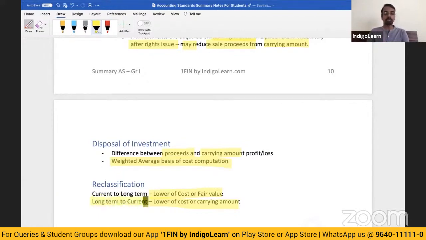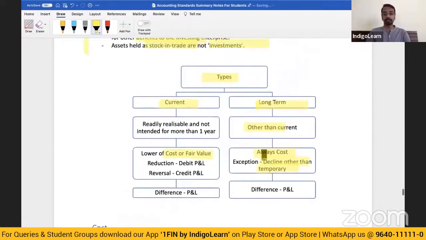Second, long term to current, lower of cost or carrying amount. So from long term to current, you will check what is the cost and what is the carrying amount. When you value long term assets, you will always value at cost, or else if there is a decline, then you will reduce the value.